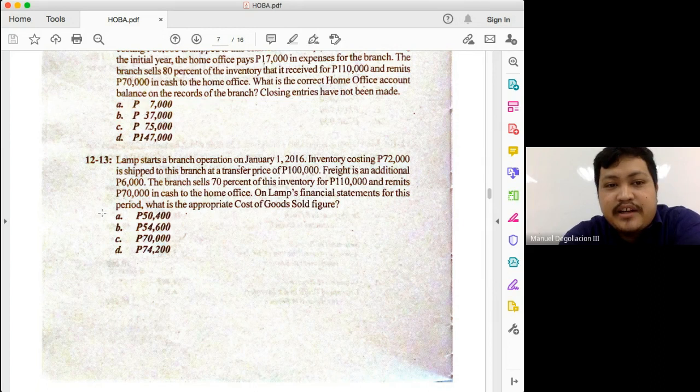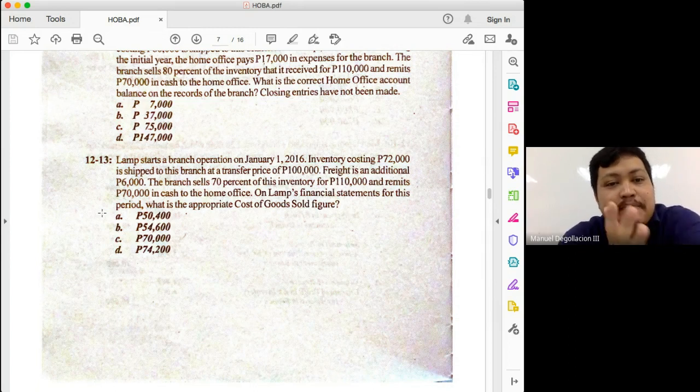Okay? Freight is an additional 6,000. The branch sells 70% of this inventory for 110,000. We do not even have to care about the 110,000 because we are simply asked for the cost of goods sold and remits 70,000 in cash to the home office. Okay, again, this will not be relevant. That portion of the problem would have been relevant if you were asked how much is the balance of the home office account. Perhaps we will do that just to make the problem interesting.